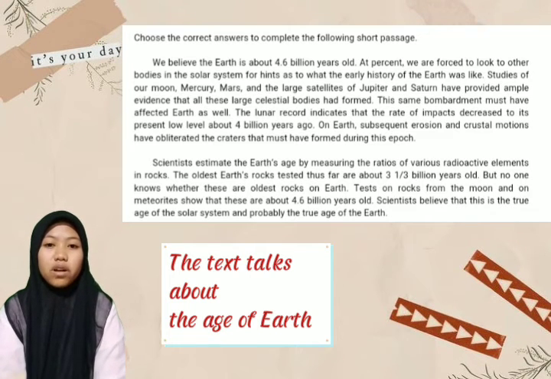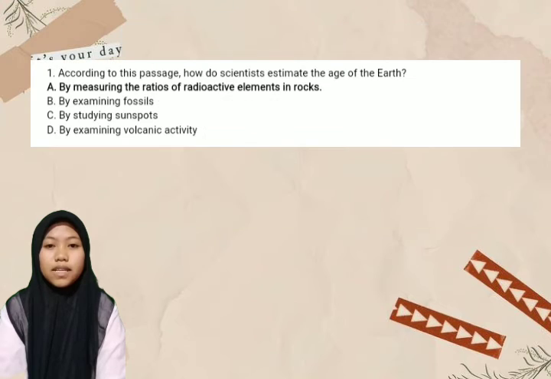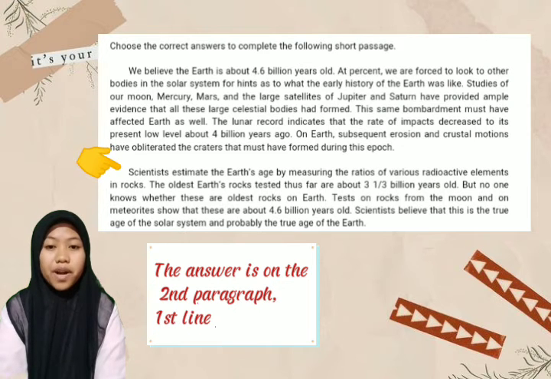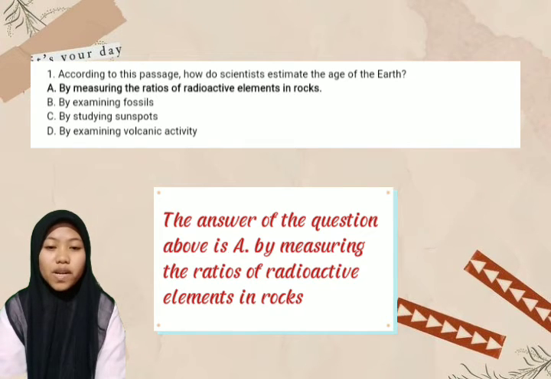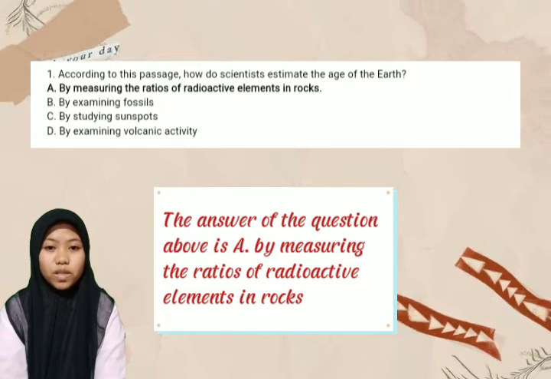So, the text talks about the age of Earth. The first question is: according to the passage, how do scientists estimate the age of the Earth? We can find the answer in paragraph 2, first line. Scientists estimate the Earth's age by measuring ratios of various radioactive elements in rocks. So, the answer is A, by measuring the ratio of radioactive elements in rocks.